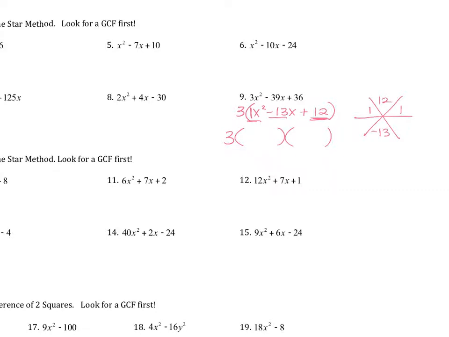So you're asking, what could I multiply to get 12 that I can add to get negative 13? So if this is positive, it's either a positive times a positive or a negative times a negative. For this to be negative, it's got to be a negative times a negative. So what negative times a negative would get you 12? That would be negative 1 and negative 12. And when you add those, you get negative 13.